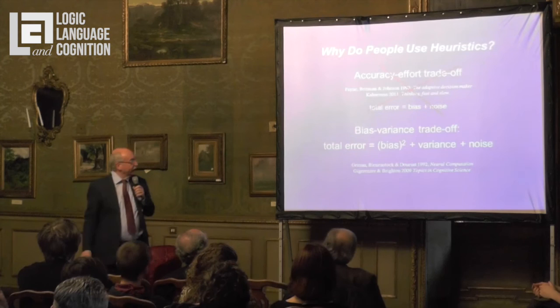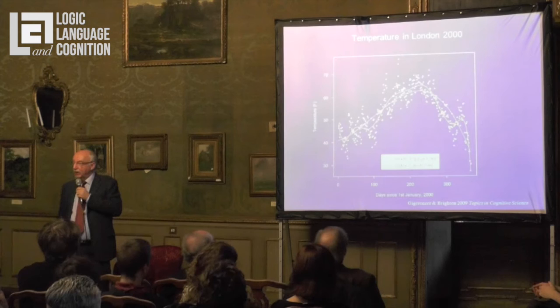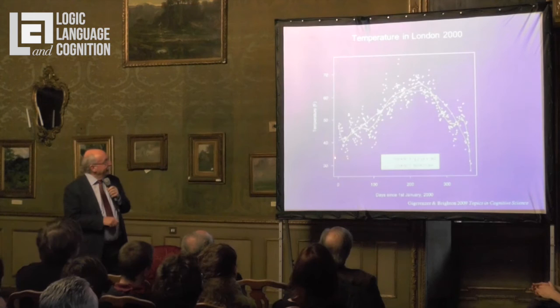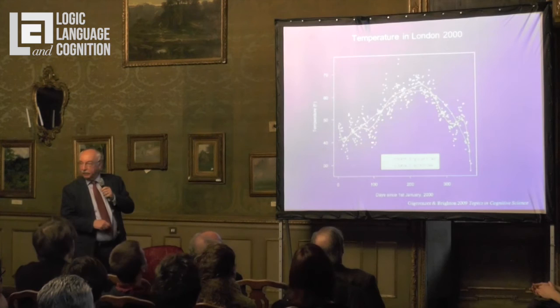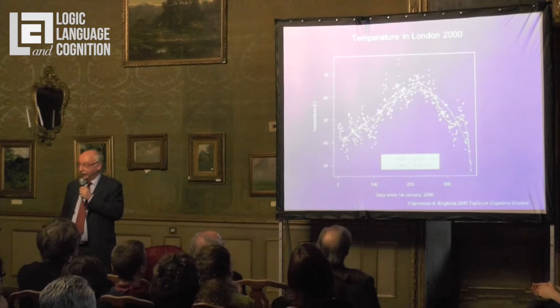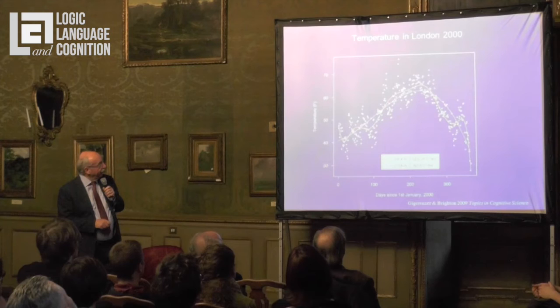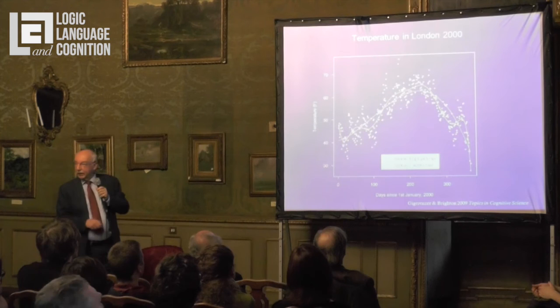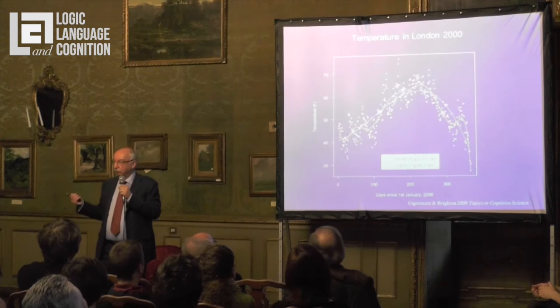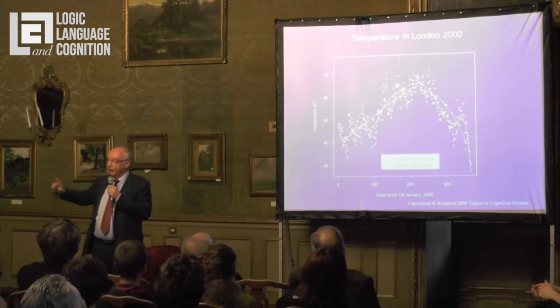Here's an example. Assume you want to model the temperature in London, and I gave you here the data for the year 2000. Every point is an average daily temperature, and there are two polynomials fitted. One is a 3-degree polynomial that doesn't do very much, and the other one is a 12-degree polynomial which can fit much better. Now, which one has the better fit? Yeah, the 12-degree polynomial, that's clear. The more complex you make it, the better the fit.